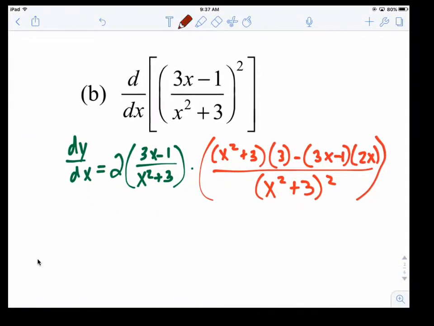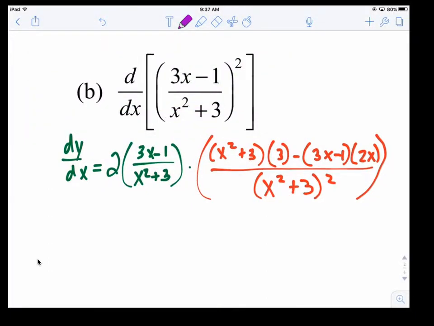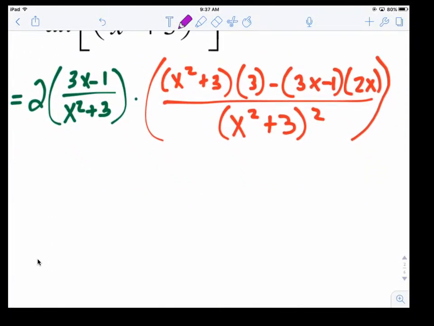Whew. All right, so let's clean it up. We have, if I multiply the 2 here, right? Or maybe, no, I don't want to do that.